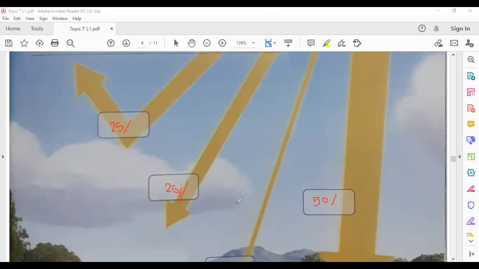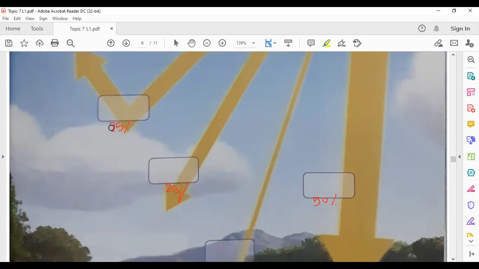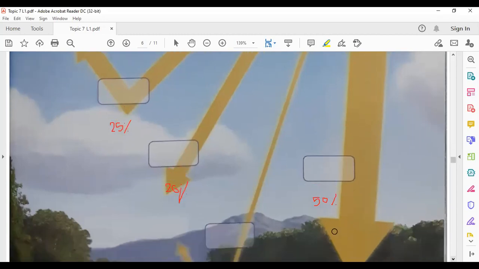Okay, and the last one is 5%. And notice that if you add 50 with 25, 20 and 5, they make 100%. So the last one right here, please, 5%. This is what happens, the distribution of the radiation, or in another way, it's the Earth's energy budget.